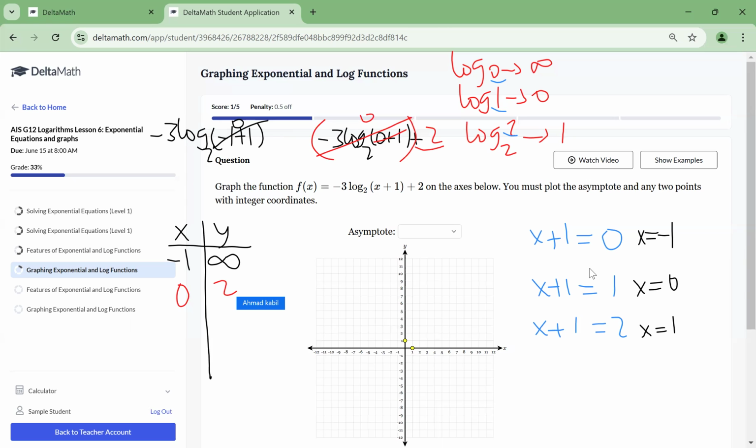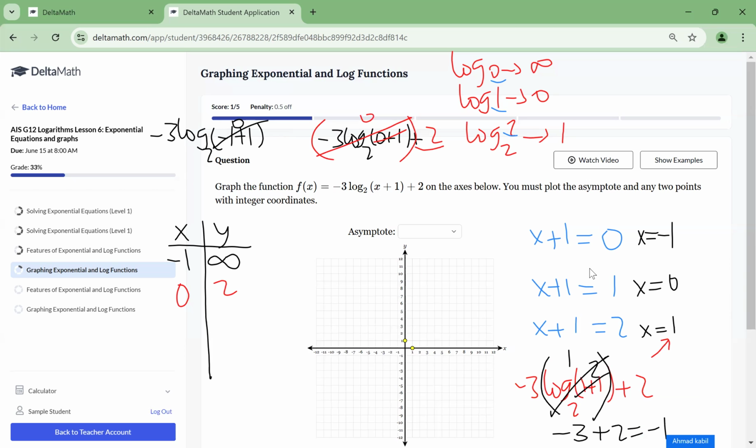And then for the third case, we're going to put negative 3 log base 2, and then we're going to plug 1 for x. So 1 plus 1, plus 2. Now, 1 plus 1 is 2, and log 2 base 2, this part alone, is just 1. So negative 3 times 1 is negative 3, and we add 2, we get negative 1. So when x is 1, y is negative 1.